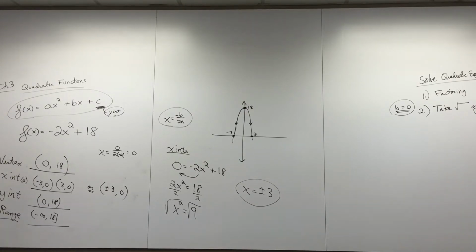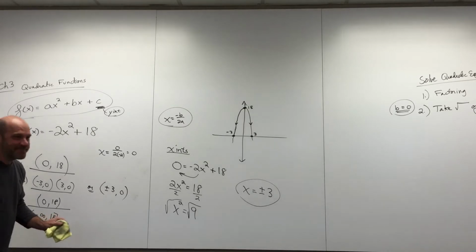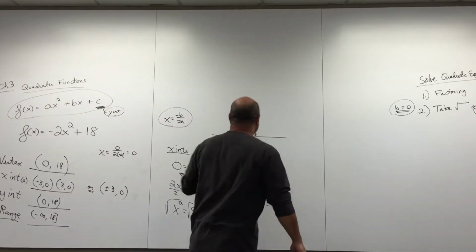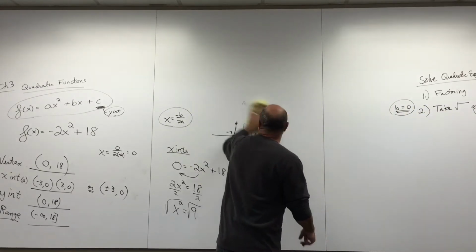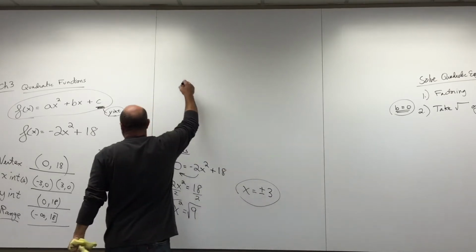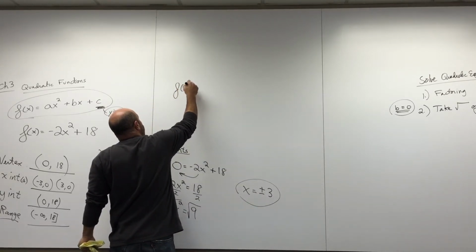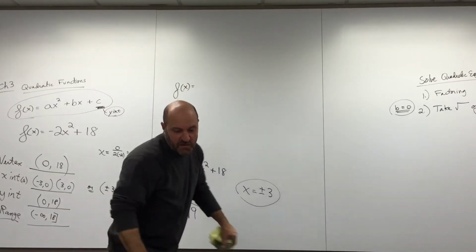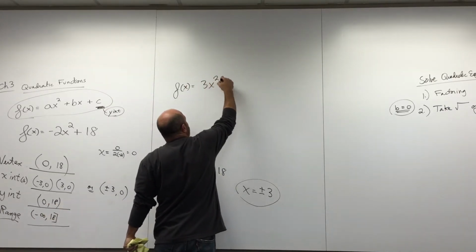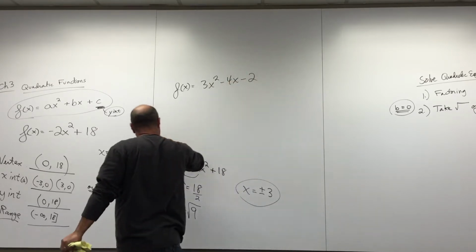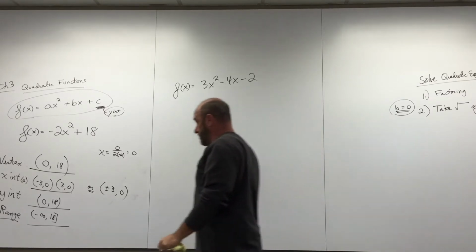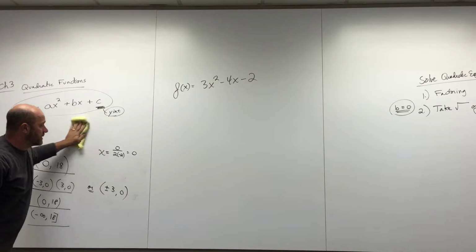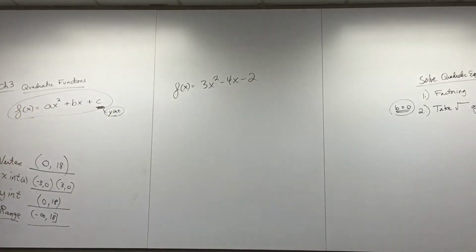I got more good examples. You ready? Let's do another one. We'll leave this one. Here's another one. f of x, this is probably the best one, okay? 3x squared minus 4x minus 2. All right, you guys. Same old thing. I want to find all these things, the vertex, the x-intercepts, the y-intercepts, the range.